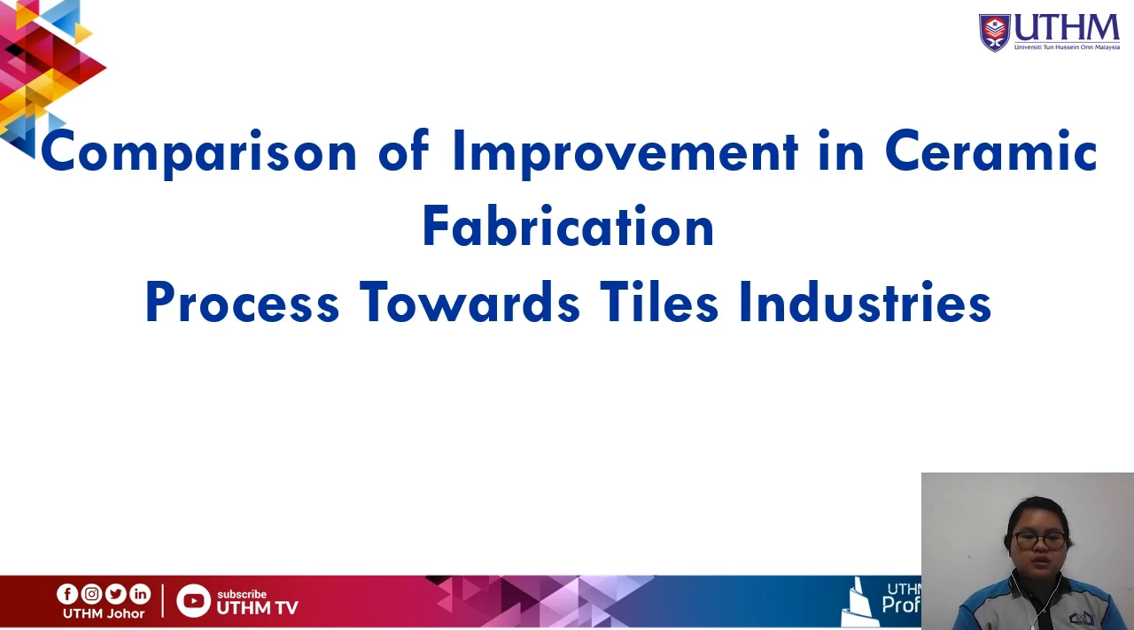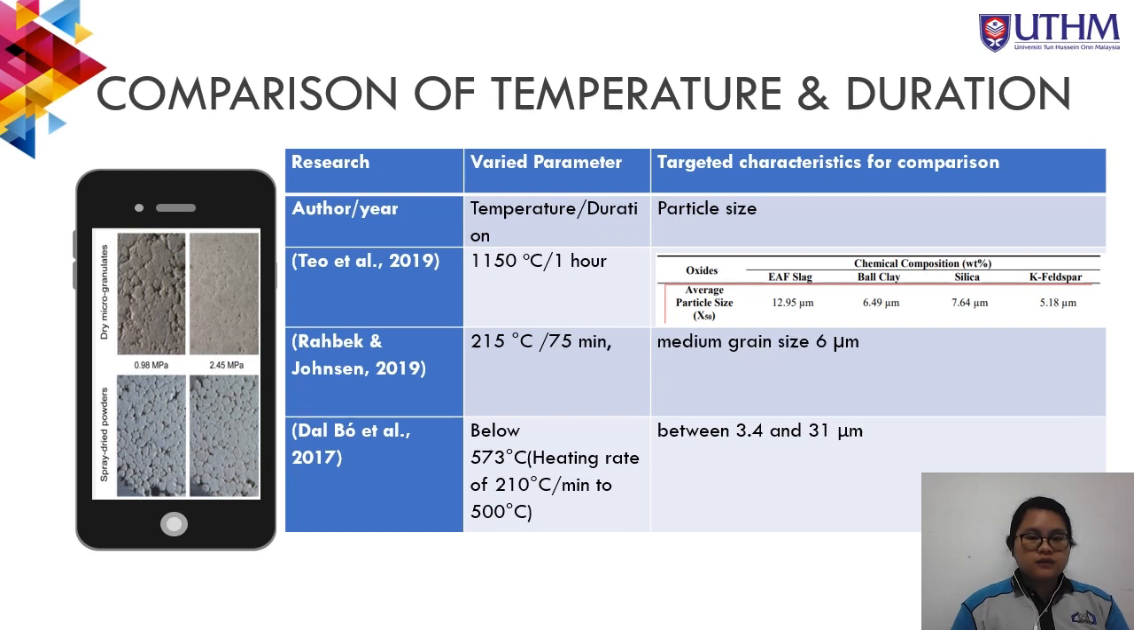Today I'm going to present a comparison of improvement in ceramic fabrication process towards tiles industry. Comparison of temperature and duration. When minerals and mineral combinations are ground into a powder, populations of particles of different sizes or particle size distribution result. When considering the behavior of the powder in the ceramic process, the relative sizes of these populations can be measured using various types of temperature and duration.